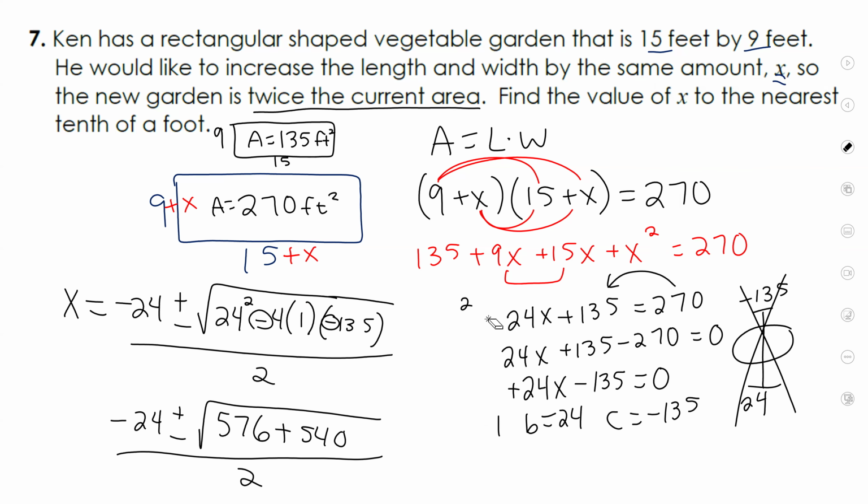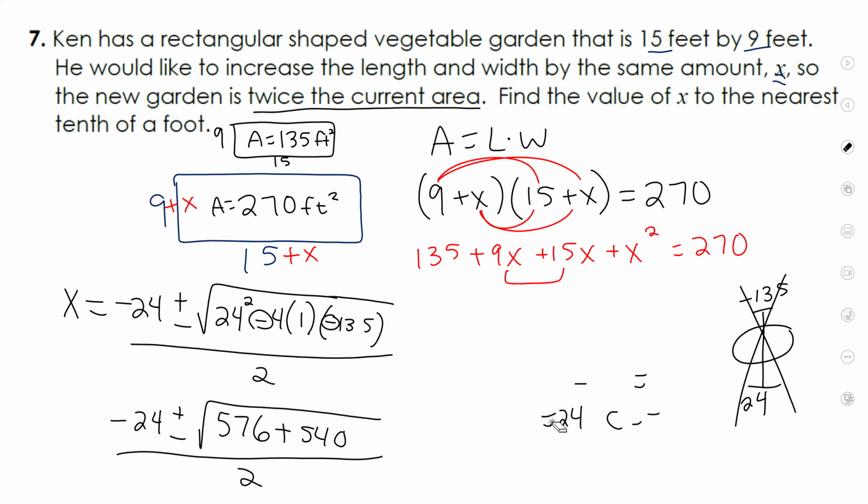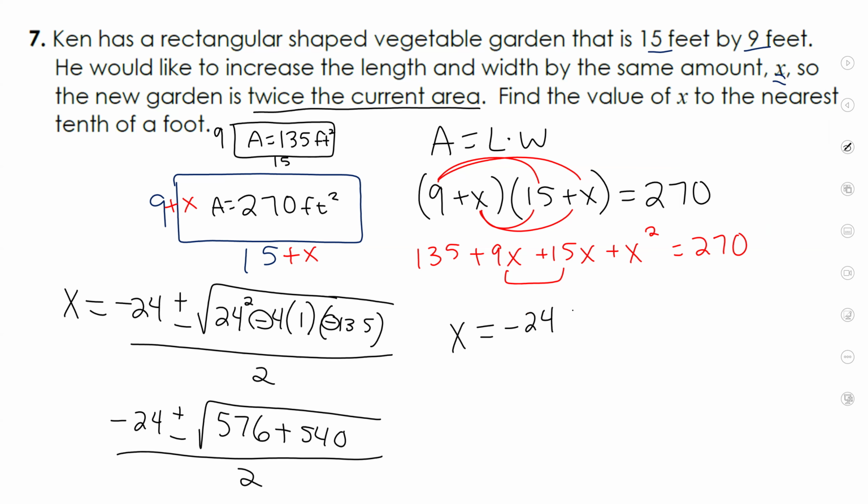So guys, what is 576 plus 540? Okay, keep that number for me. I'm going to write it down. Okay, so we get x equals -24 plus or minus... What did you get? 16? 16 or 60. 16, thank you. Over 2. All right, guys, hit the square root button on your calculator.